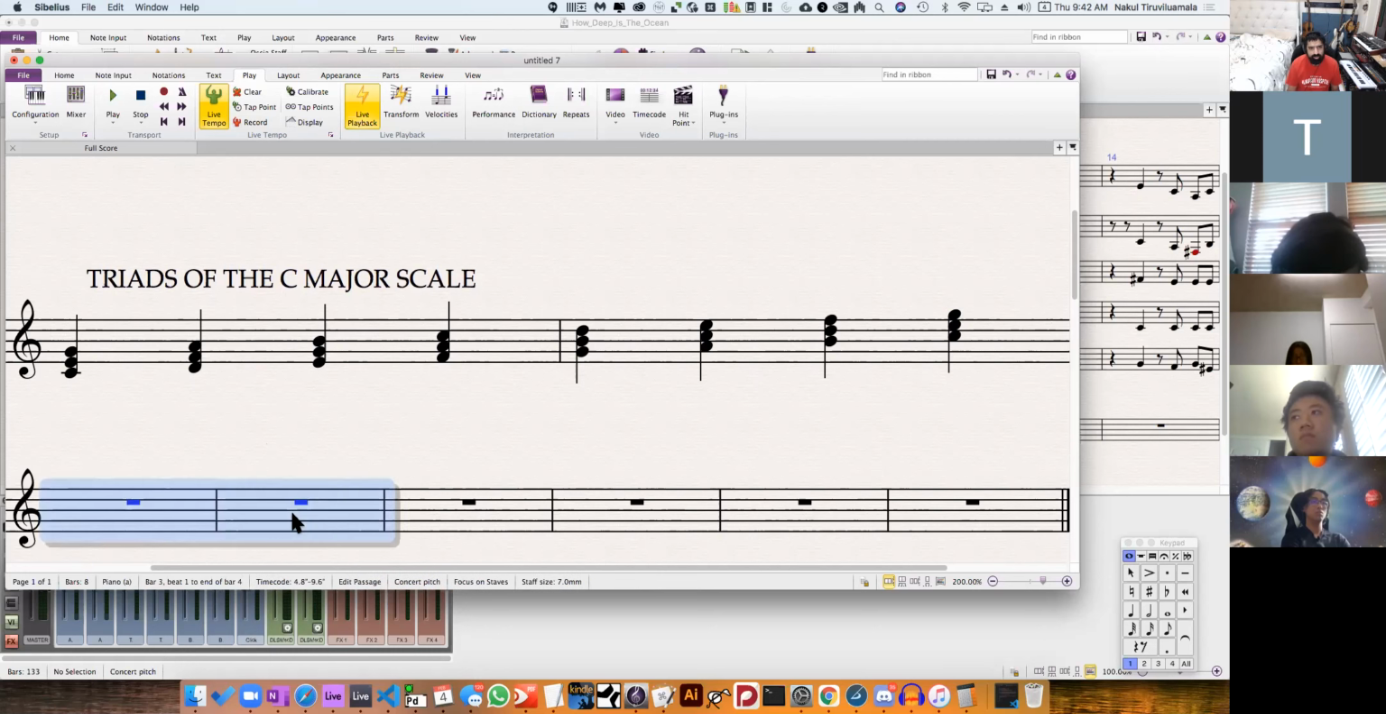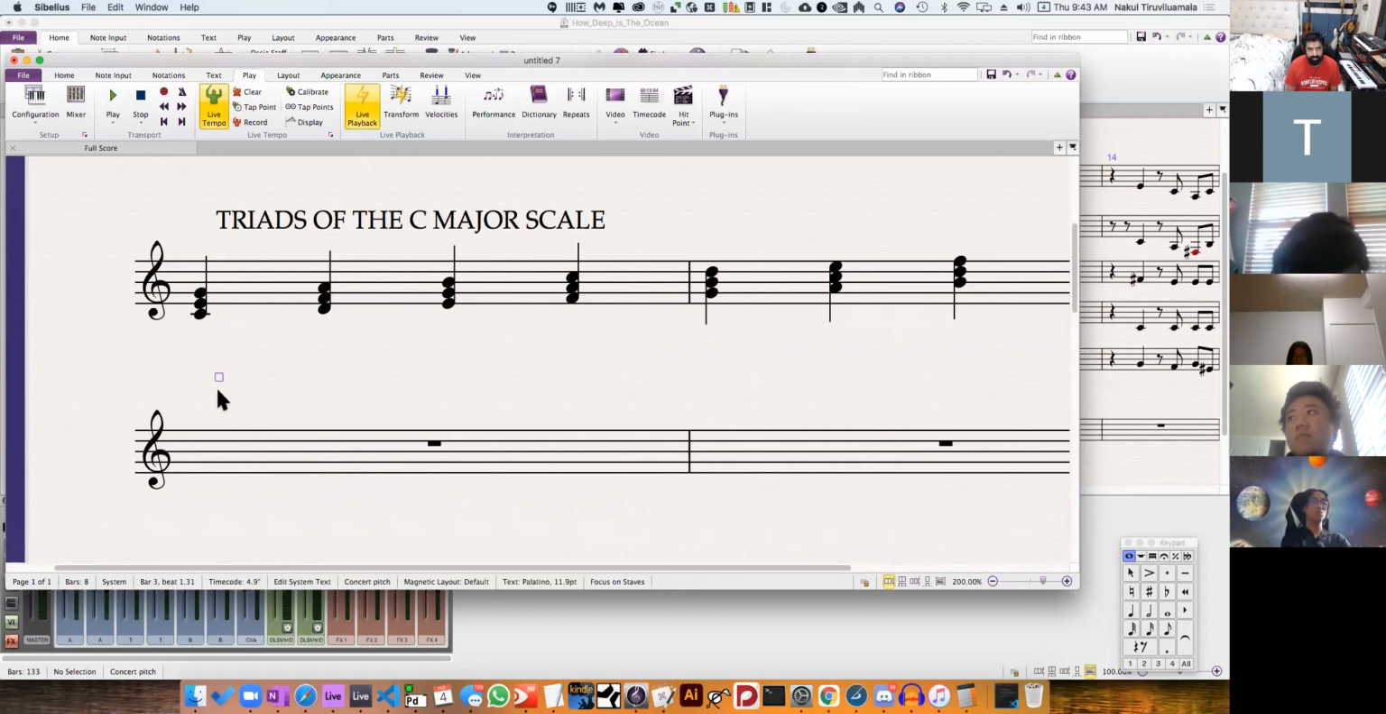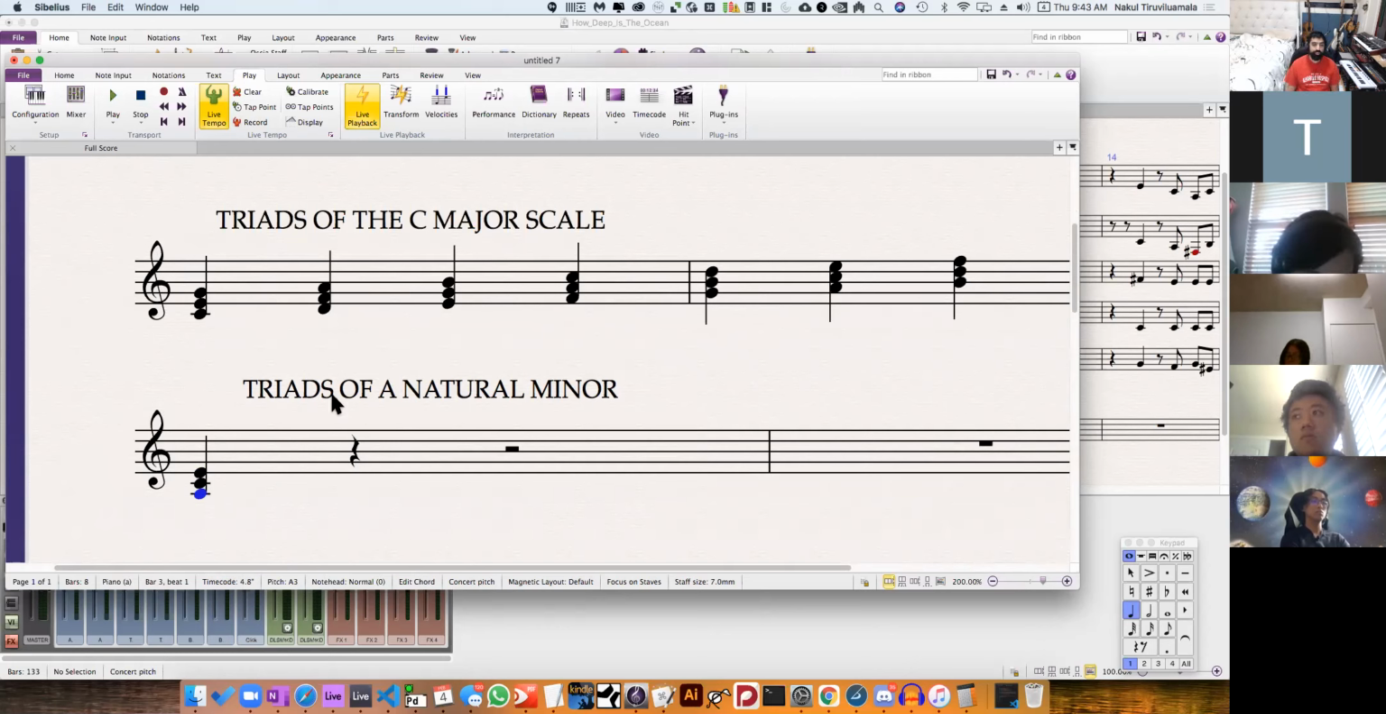Okay, now let's take a look at A minor, okay? Let's do triads, and let's just do natural minor first. Of A natural minor, okay? So start with an A, build a snowman. Remember, the key signature of C major is the same as the key signature of A natural minor because they're related to each other. A natural minor is the relative minor of C major.